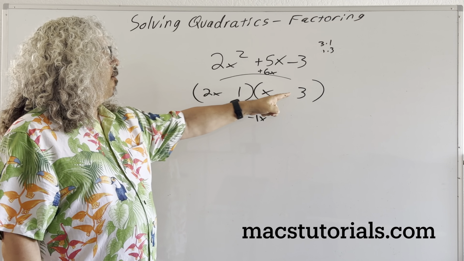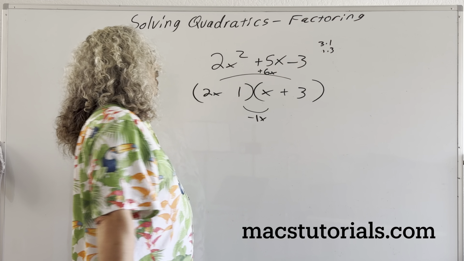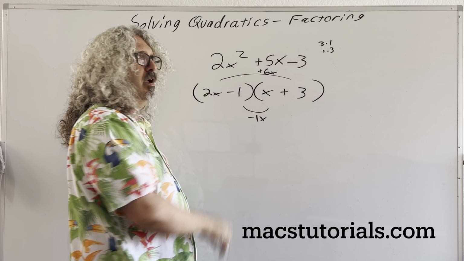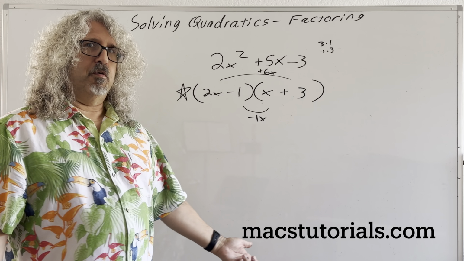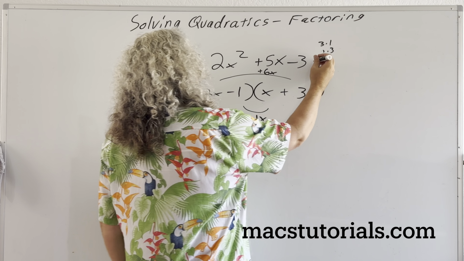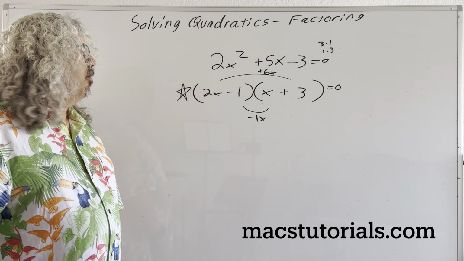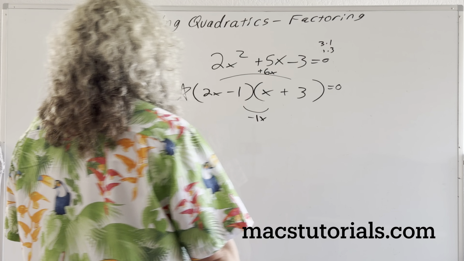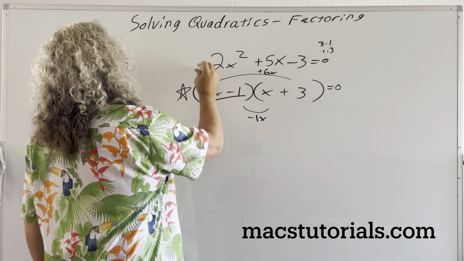So 2x times what flavor of 3 will give me a positive 6? A positive. What kind of a 1 times x will give me a negative 1x? A negative 1. This was my answer. This is what we've done before. However, now I'm going to write equals 0 on it. Now we're going to solve. I didn't give myself a lot of room, did I? Maybe I shouldn't have centered that. Okay, so here's what I'm going to do. I'm going to do this one over here.